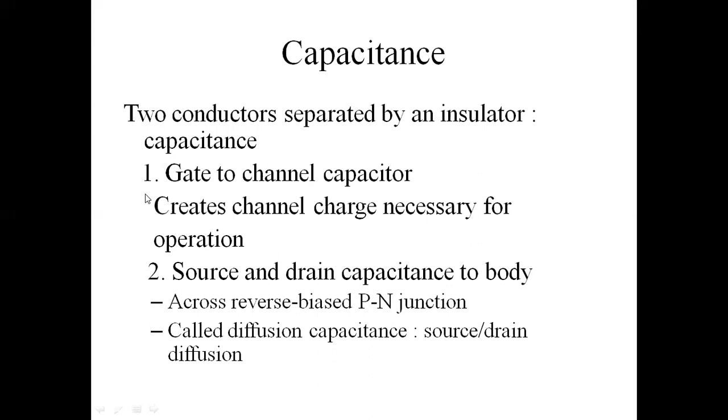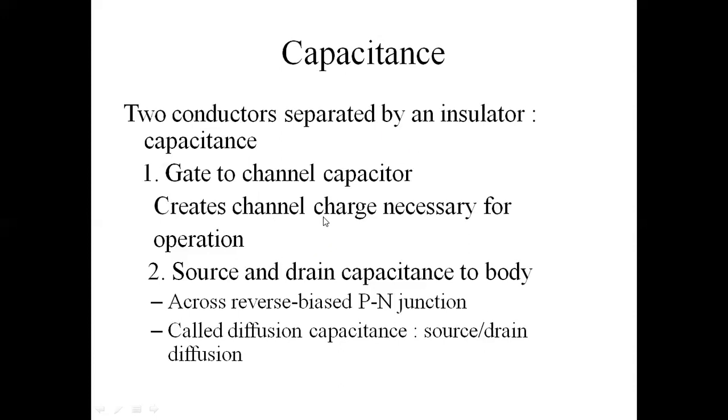The first capacitance we are going to see is the gate to channel capacitance. The gate terminal is there and the channel is formed between the source and drain, and the two are separated by an oxide layer. This gives the gate capacitance, and this creates the channel charge necessary for the operation of the MOSFET.